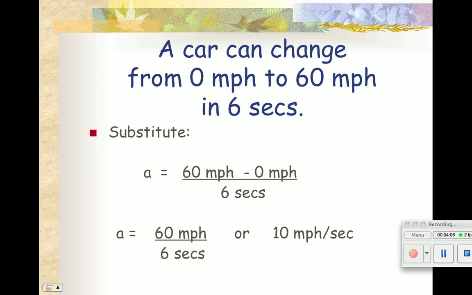So if we wanted to figure out her acceleration rate, we could take the final velocity, which is 60 miles per hour, minus the initial velocity, which is 0 miles per hour, divided by the time that it took. So it's 60 miles per hour divided by 6 seconds, which is 10 miles per hour per second. Now notice my unit here is a velocity unit divided by a time unit, and my time units do not have to be the same.